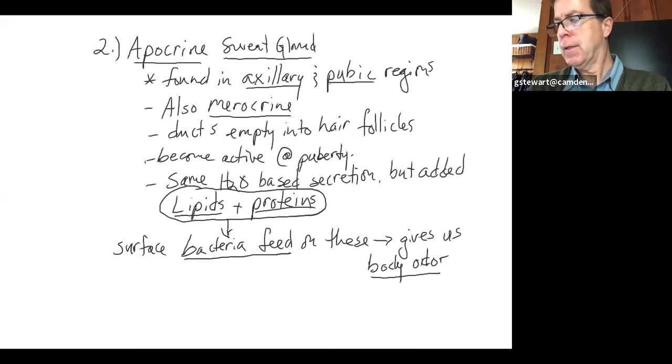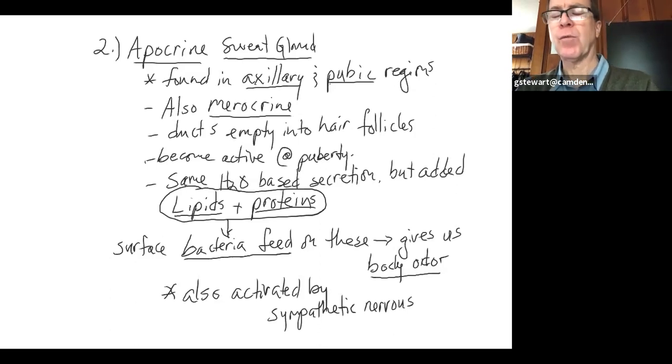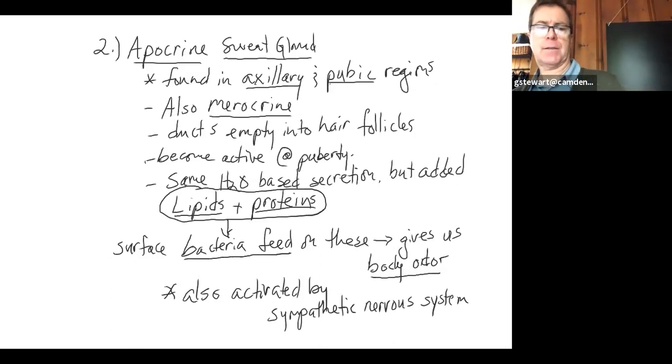Last thing I'm going to say about this is also activated, same thing, by the sympathetic nervous system. If you're wondering what that means, sympathetic nervous system, it's the nervous system that we don't have conscious control over, that when we're stressed, it gets activated. And you can relate to that if you've ever been stressed out and you start to sweat. That's a result of the sympathetic nervous system.